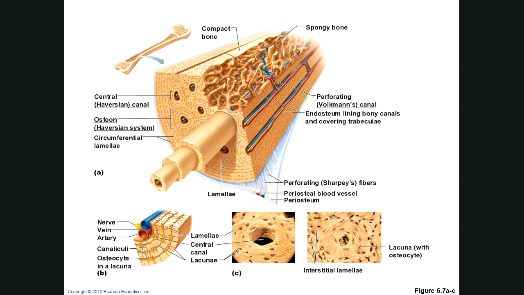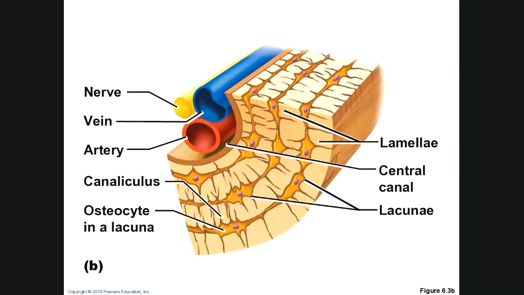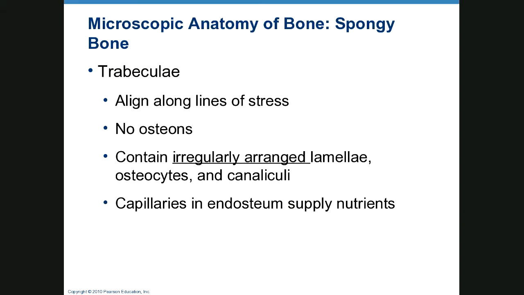Now, I think there's a picture a couple of slides forward. Here we have a lacuna with an osteocyte and canaliculi connecting these. Here's our central canal with artery, vein, and nerve. And I'm not sure why that was out of order, but we'll go ahead and go back.